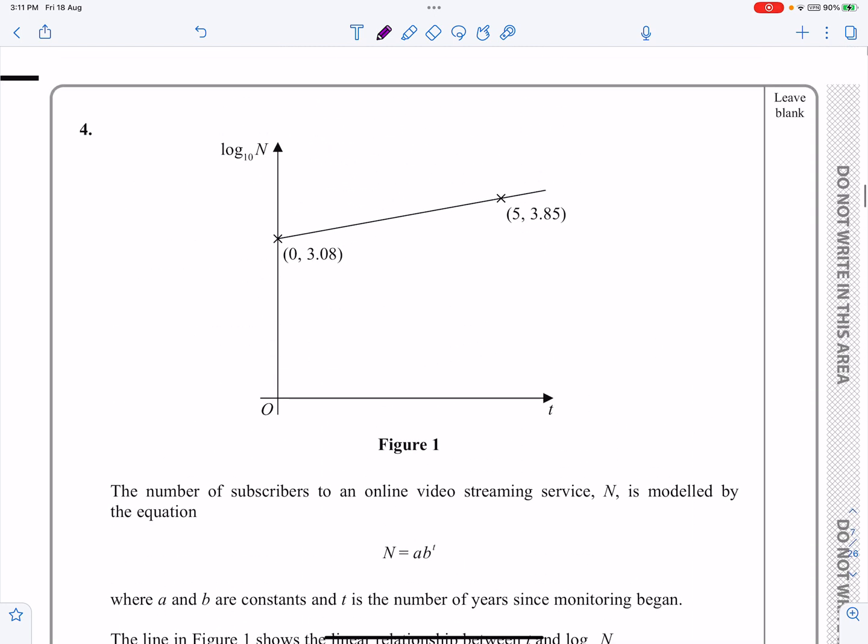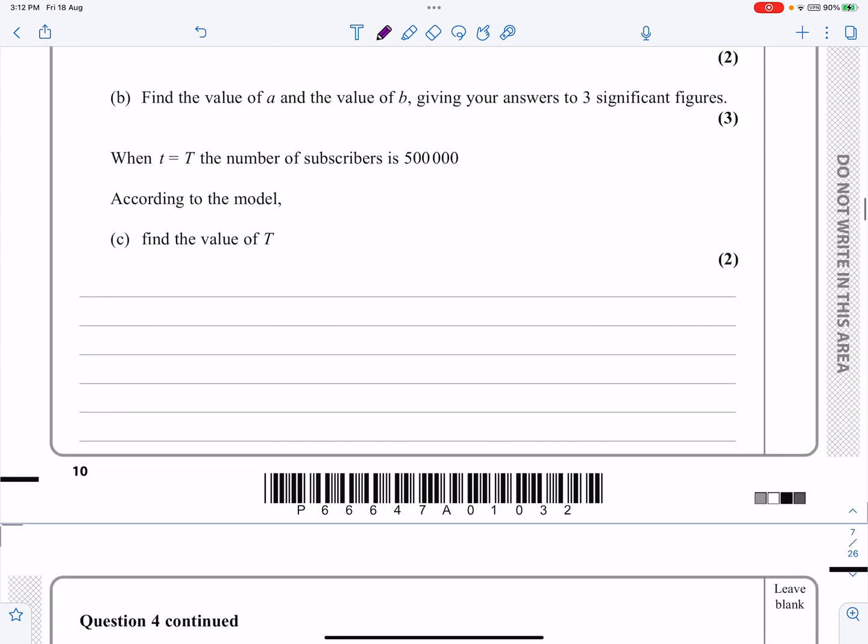So if I want to work out the equation of this line here, it's just going to be of the format y equals mx plus c. If that's the case, what I need to do is work out what's the gradient of this line and what's the intercept. Well, the gradient is going to be that length divided by that length, and the intercept is actually just going to be 3.08.